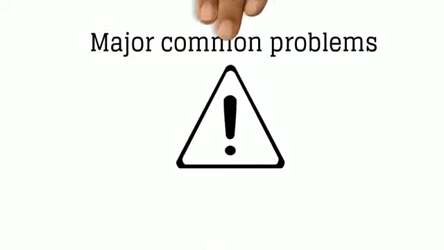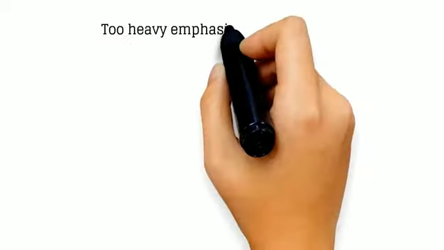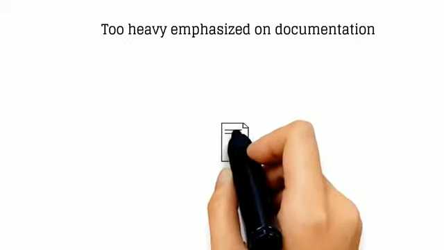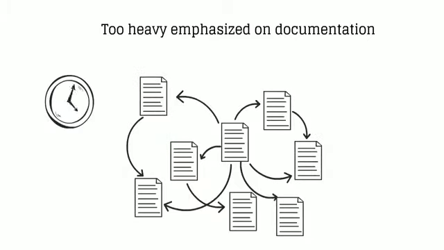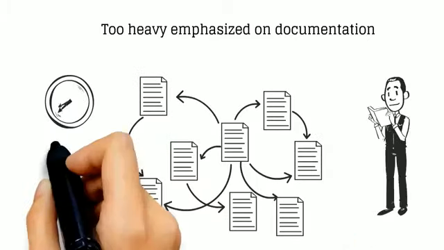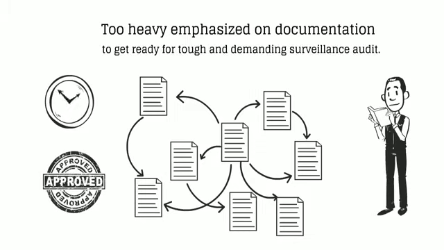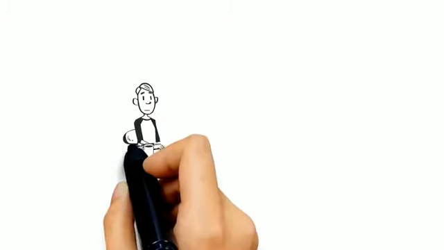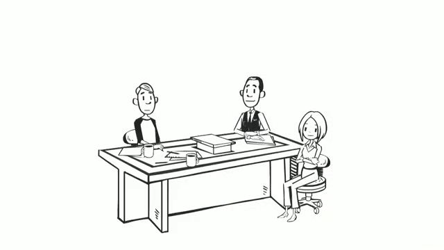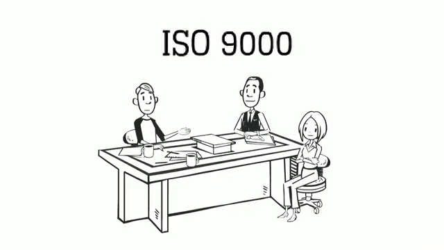One of the major common problems faced by an ISO certified organization is too heavy emphasis on documentation, such as time taken to create, revise, review, approve, and distribute the process across the organization, and to get ready for a tough and demanding surveillance audit. Some department heads spent a few months of unproductive work on ensuring ISO documentation compliances instead of implementing ISO 9000.